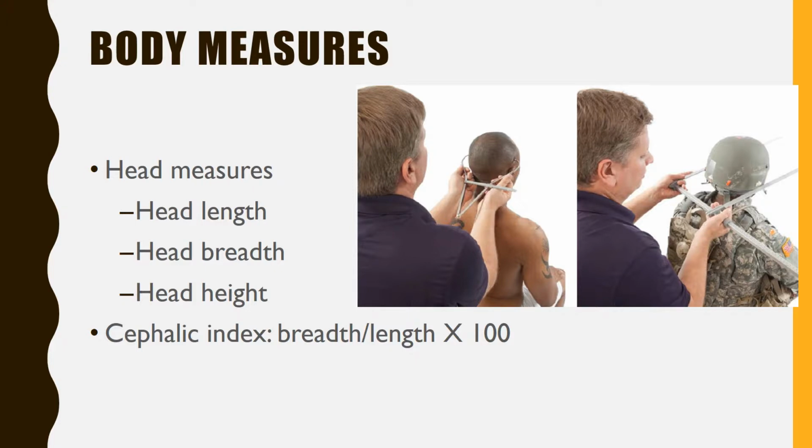This is a measure that was created by Anders Retzius, which we talked about in the beginning of the semester, and it's calculated by dividing breadth by the length and multiplying by 100. This measurement was once thought to be an objective way to classify individuals into different races. And this is what we talked about in the beginning of the semester, cephalic index being used as a measurement of brain size, and using that to classify races.